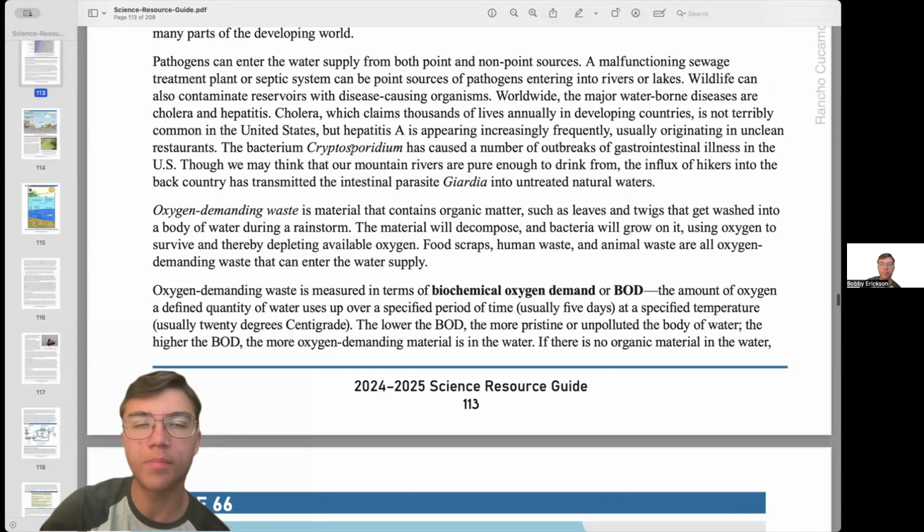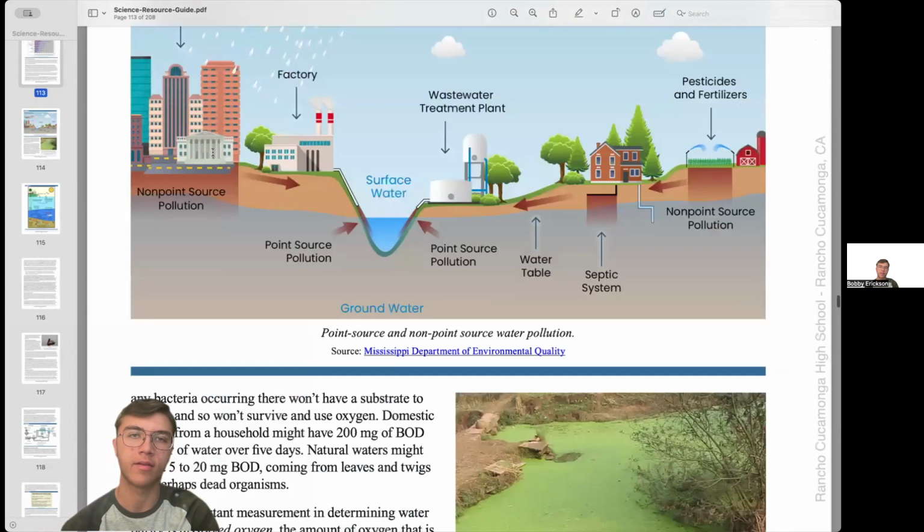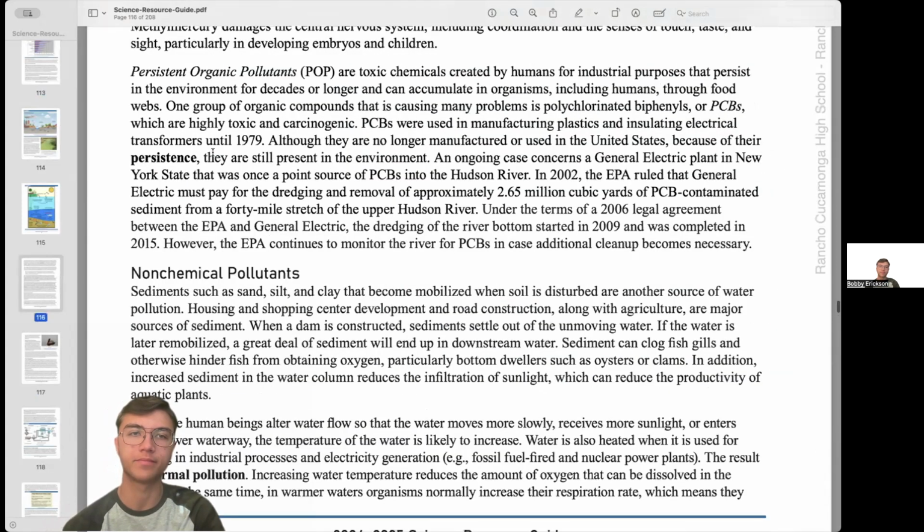Here it is. Cryptosporidium. Remember the connection we created here? It's fancy, so it's gastrointestinal illness. And then Giardia is the guard of the hikes, of the hikers, except they really turn on them. Cholera is common in developing countries, and hepatitis A is in unclean restaurants. So I don't know why I was reminded of that, but might as well start to think about that.